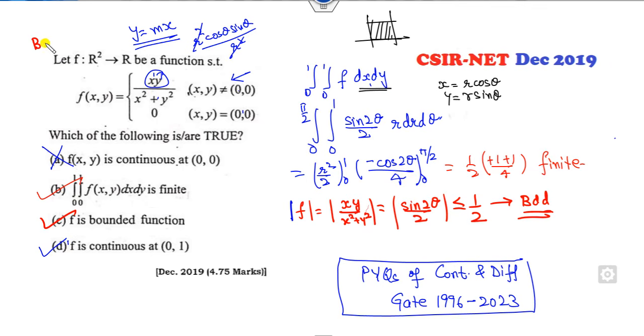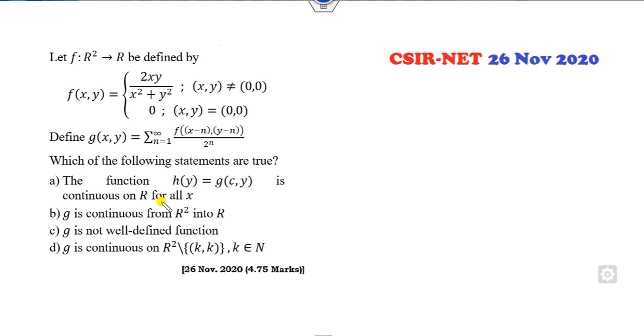So b, c and d are the right answers of this problem. Fine. So that's very simple. You can simplify it in a very simple manner. Look at this next example.